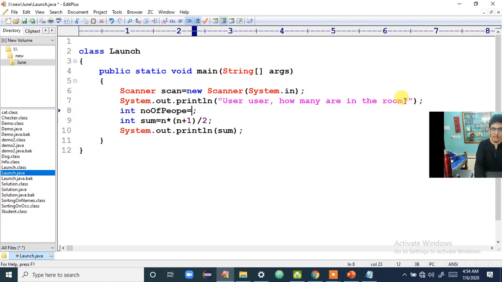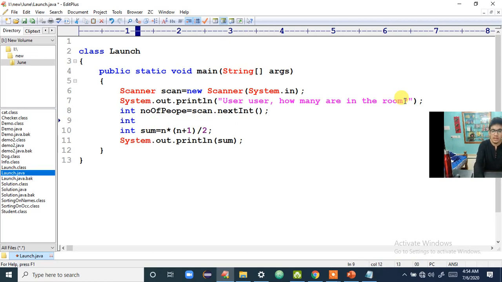Whatever he has entered is a number. So how do you take a number? nextInt is a method, and to call a method, you have to use an object. You have already created an object, so scan.nextInt. So you have taken the number of people, say 5 people. As soon as you have taken that, you have to tell, hey, my int n value which is required for the formula is nothing but number of people minus 1. This is what I have to do, because according to the formula, that is what I have to do.